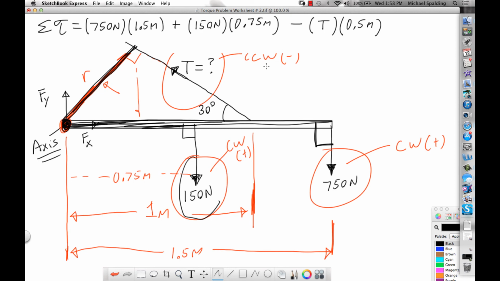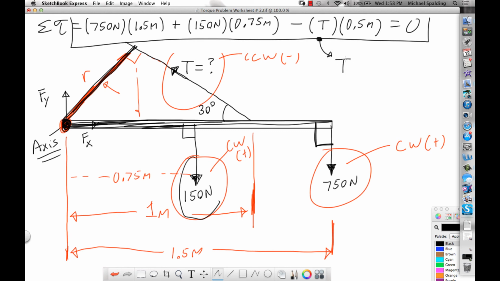In this class, the torques will always cancel, which means the object won't rotate. This pole is not rotating, so the torques are canceling. If the torques cancel, the object does not rotate, or I should say does not have an angular acceleration. So now the only thing missing in that equation is what? Tension. Notice that the force at the wall did not appear because we put our axis over there.